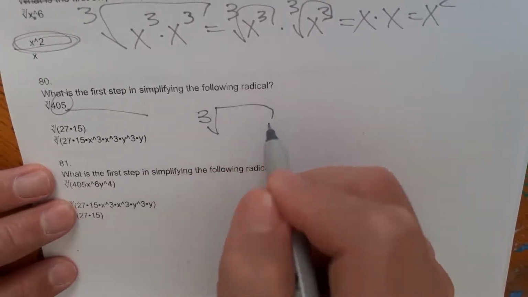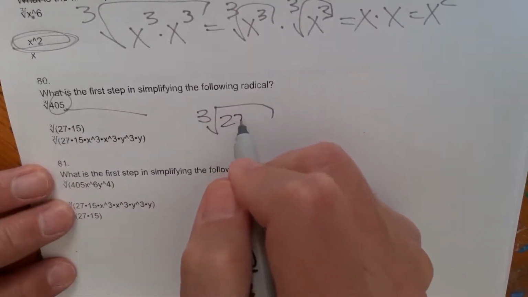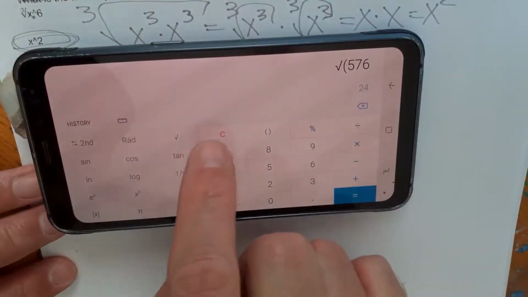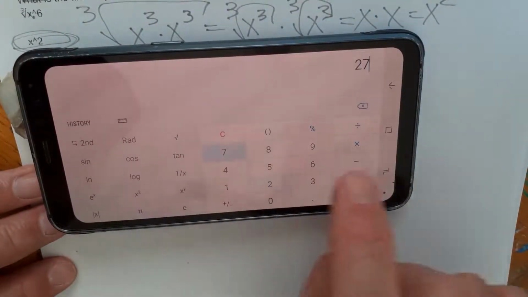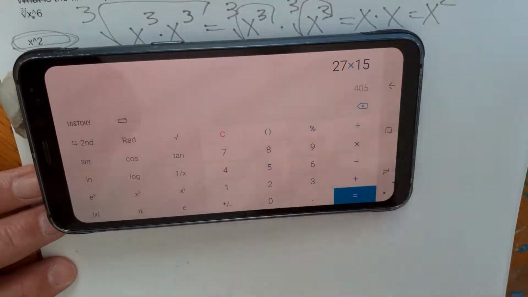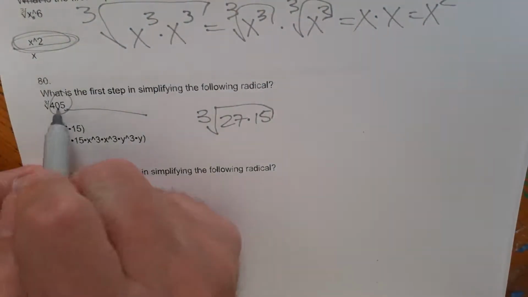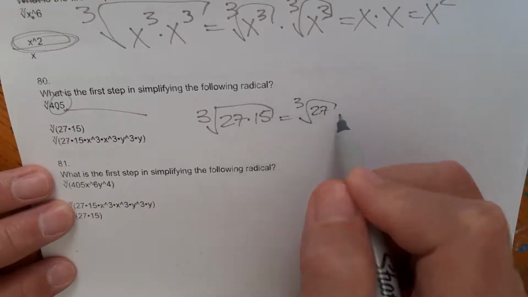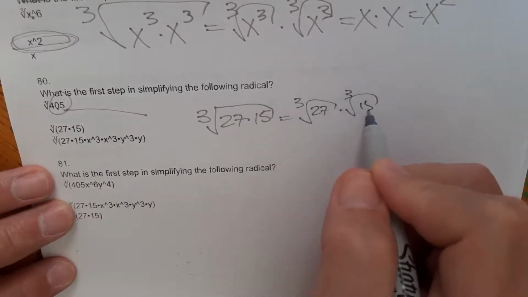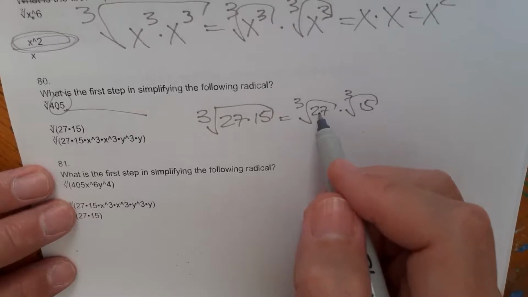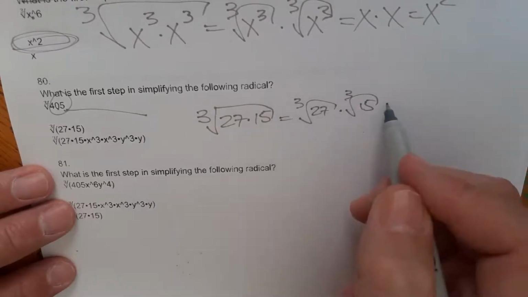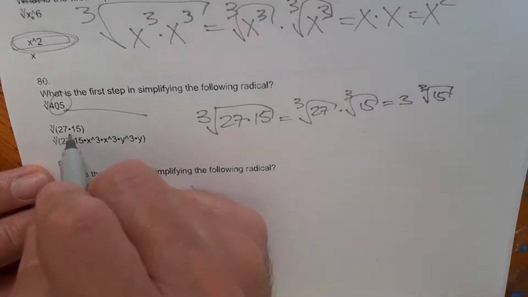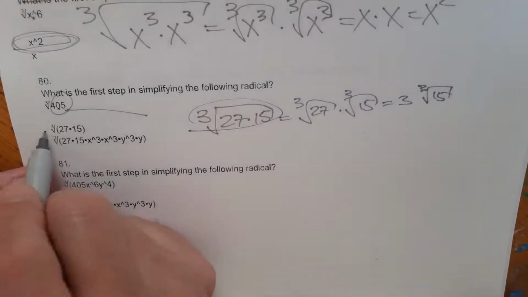So the cubed root of 27 times 15. And the way this maps out is if we take 27 times 15, 27 times 15 equals 405. So this is legal, right? And what this equals is the cubed root of 27 times the cubed root of 15. Fair enough? This is the cubed root of 27, which is 3, times the cubed root of 15. All right, but they only want to take us to this first step right here.